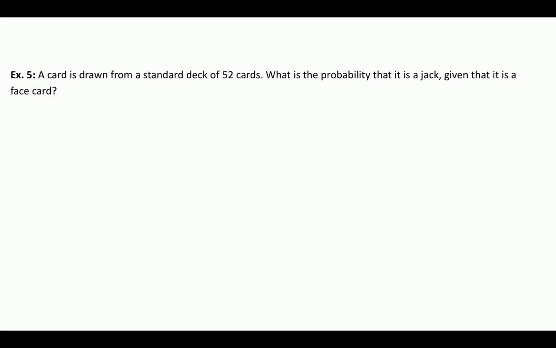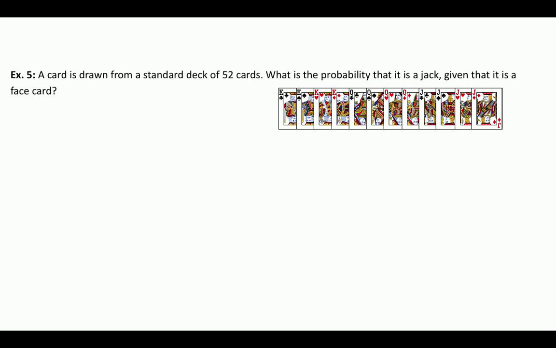Well, there's 12 face cards. And 4 of those are jacks. So now I'm modifying my denominator based on the condition. Given that it's a face card, the probability it's a jack would be very different. 4 to 12, right, instead of 4 to 52. So here's our face cards. Just to recap, A would be the event of a face card. B would be the event of a jack.